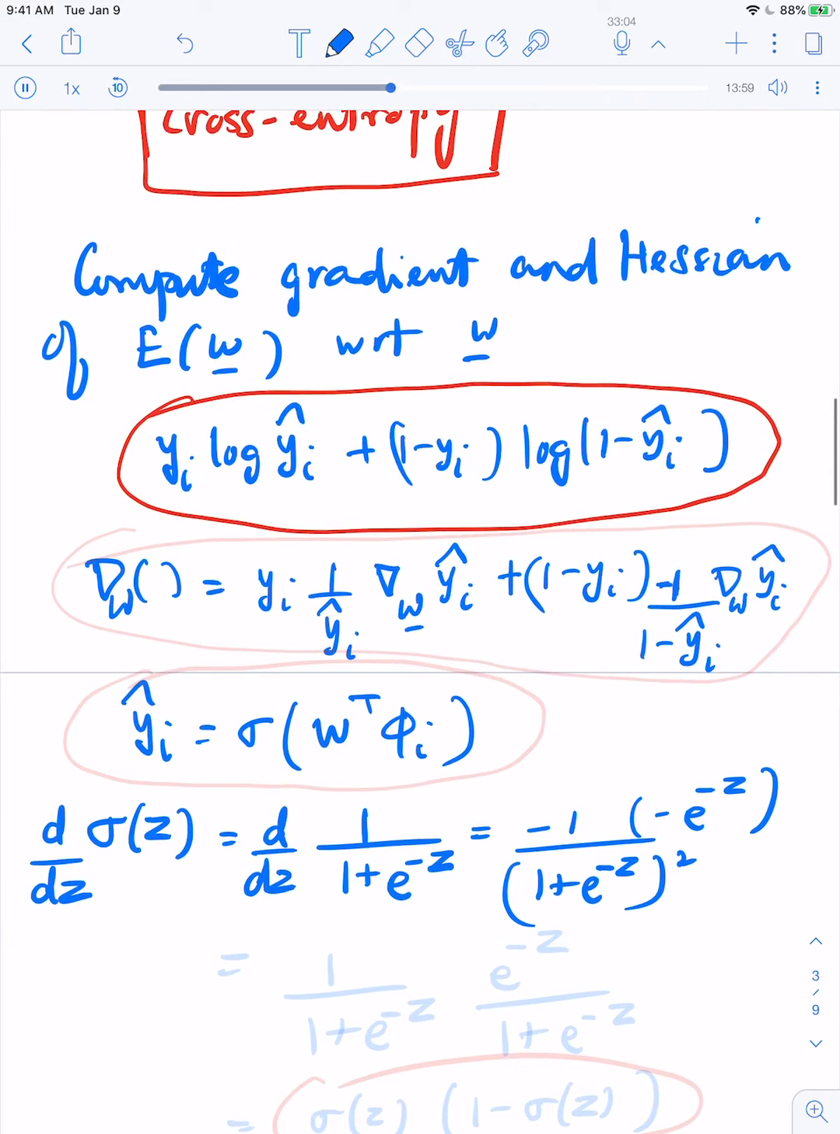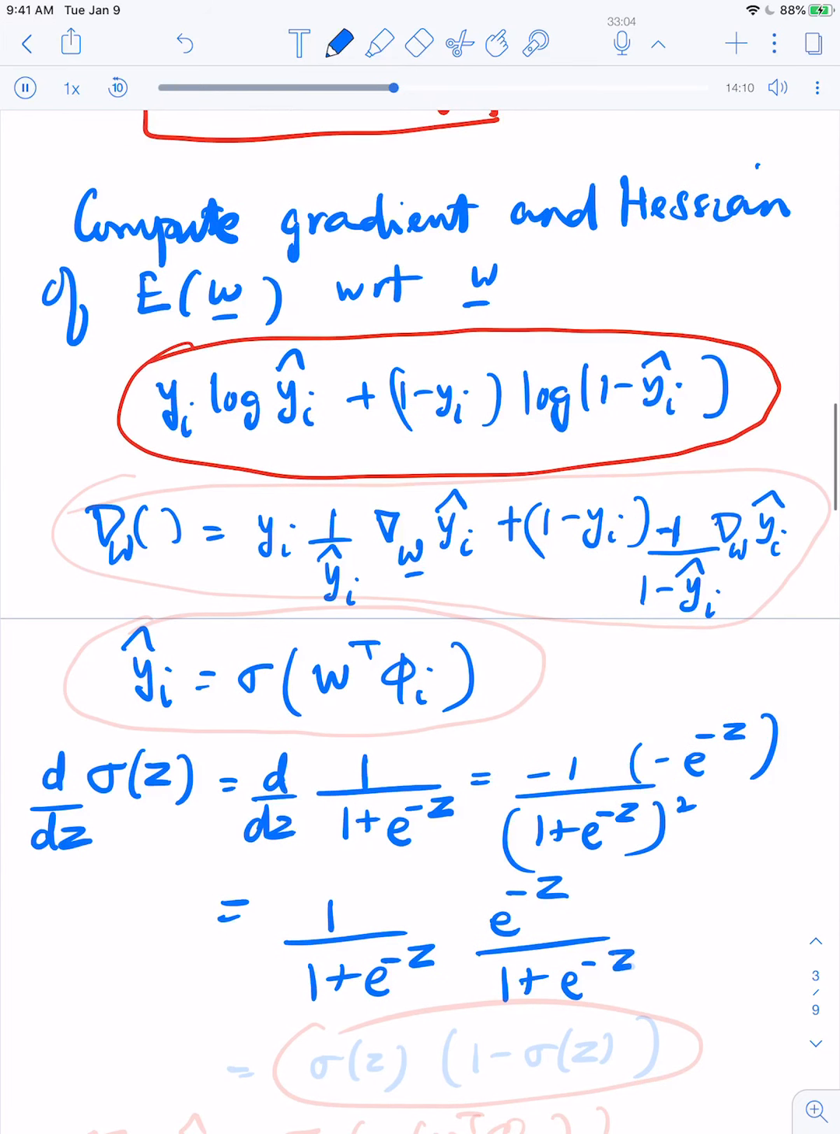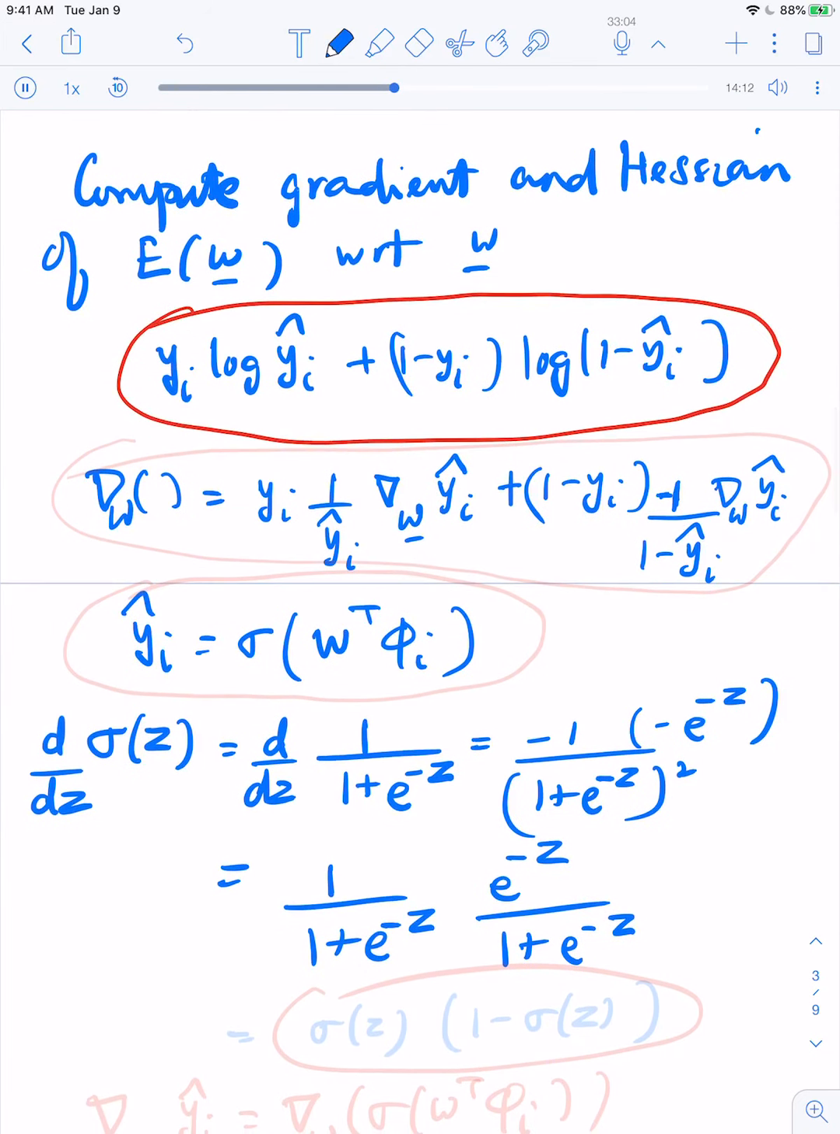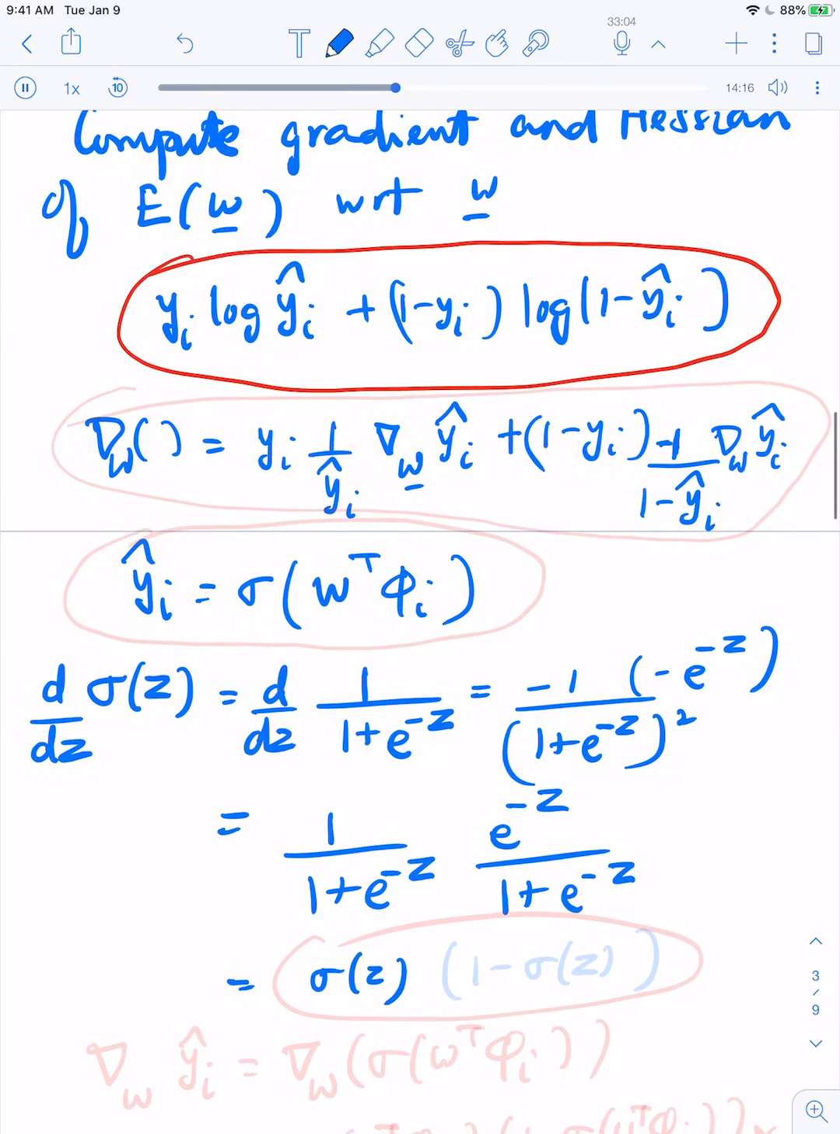And so that I can write as 1 over 1 plus e to the minus z times e to the minus z over 1 plus e to the minus z. Why am I writing it like this? It's because this guy is just the logistic function and that guy is 1 minus the logistic function. So the derivative of the logistic function has a very nice form of p times 1 minus p. Each of these are probabilities between 0 and 1, right?